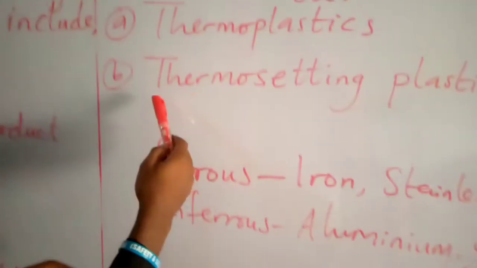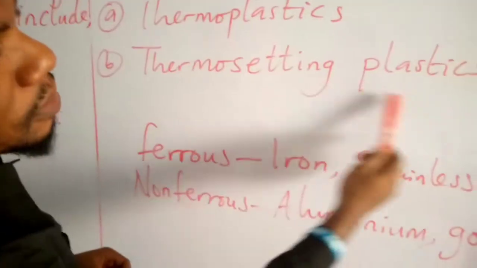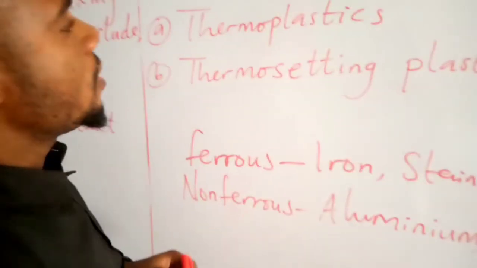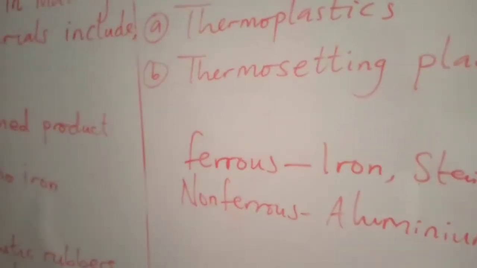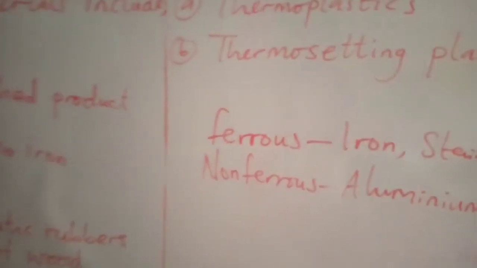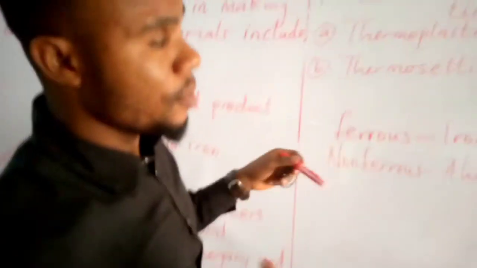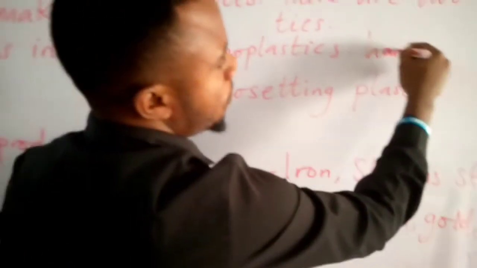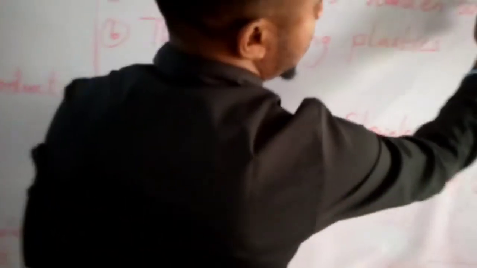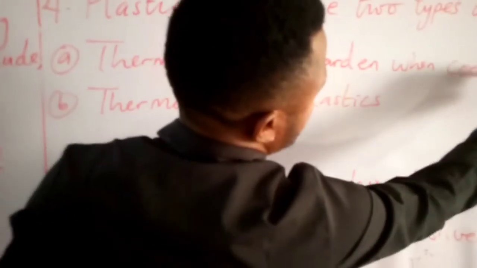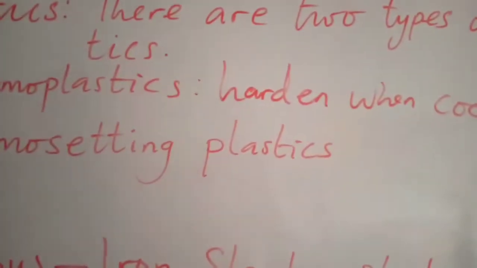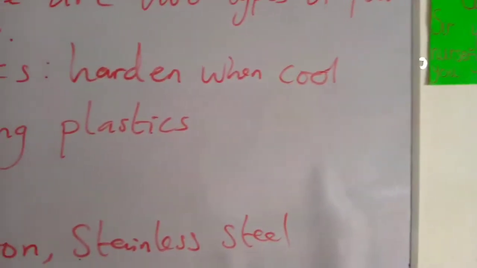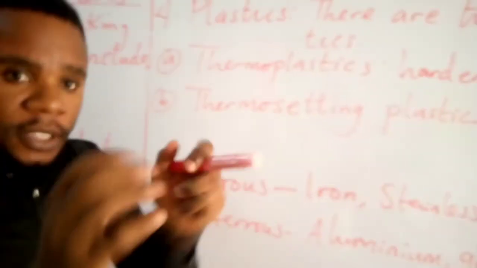Thermoplastic and thermosetting plastics. Thermoplastics are plastics that harden when cooled. When you heat them with fire, they get softer and you can mold them into any shape.